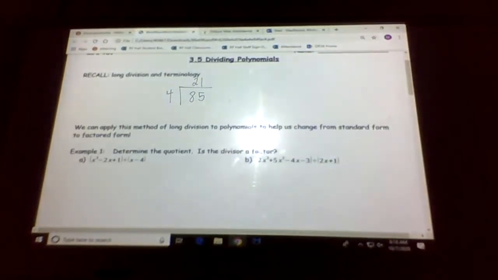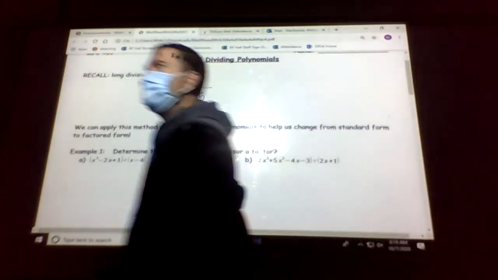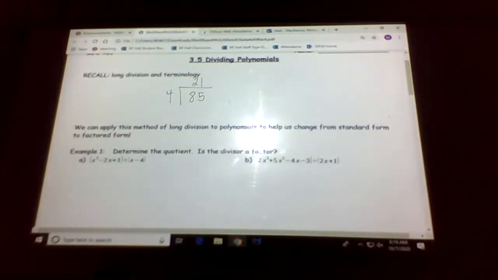Okay, 3.5, dividing polynomials. Okay, so did you guys learn long division? You learned it in elementary school? Yes, some of you guys? Anyone not learned it before? Haven't learned it before? Don't remember? Okay. So we're gonna go through the steps of long division.